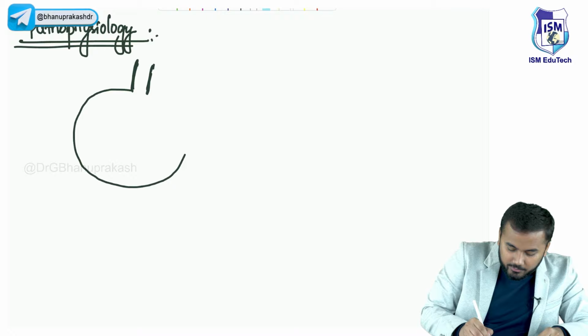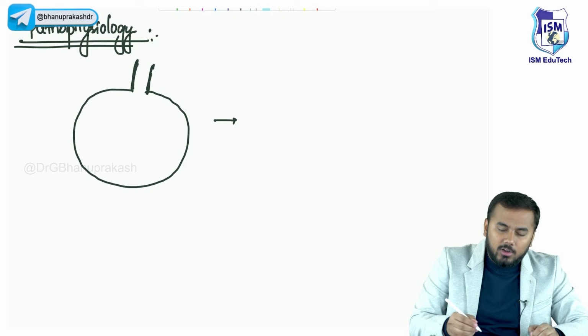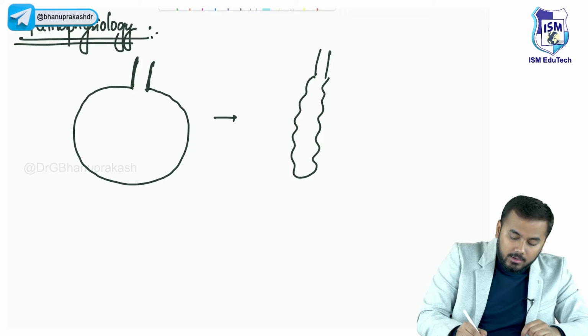So this alveoli, whatever I'm drawing, this is called a normal alveoli. Now, what will a collapsed alveoli be? This is a collapsed alveoli. See, the alveoli is collapsed. Why? Because I told you normal alveoli has surfactant, and collapsed alveoli does not have surfactant.